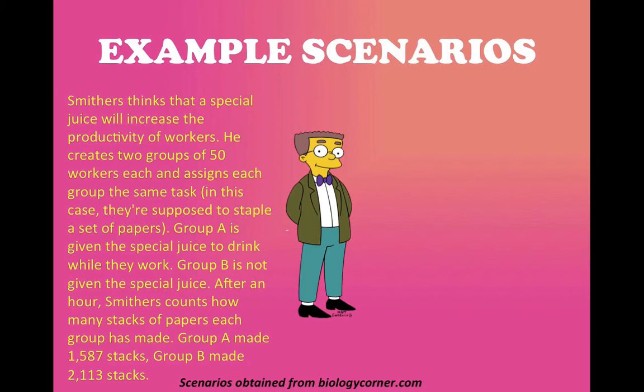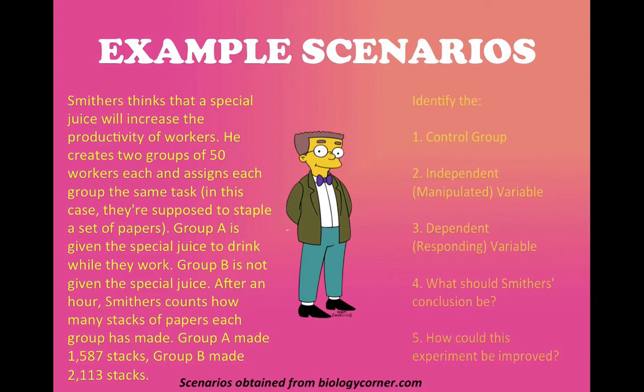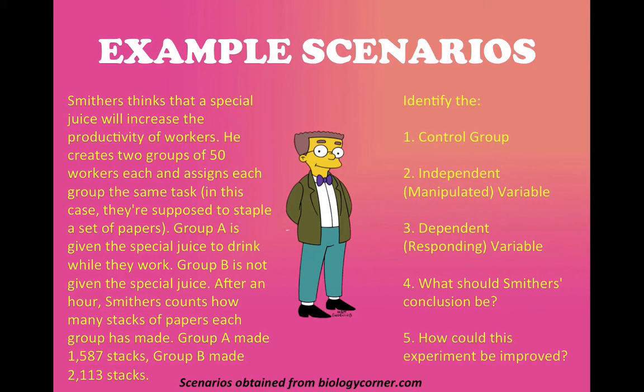After an hour, Smithers counts how many stacks of papers each group has made. Group A made 1,587, while Group B made 2,113. Based off of this scenario, the students are going to answer 5 different questions about that situation.